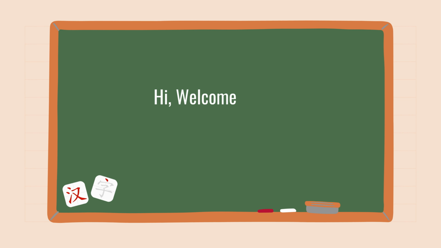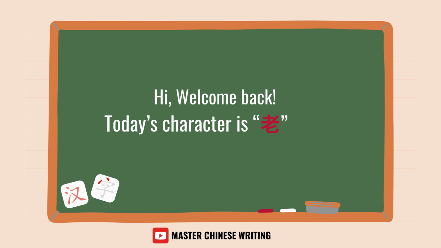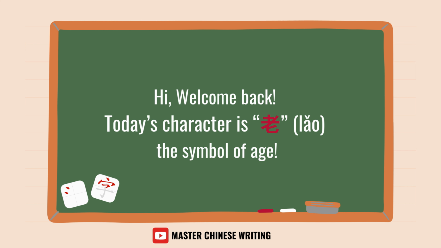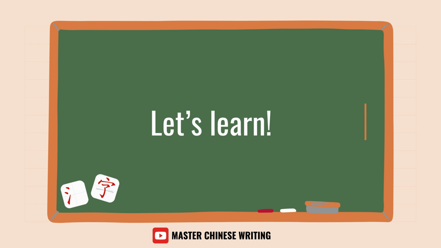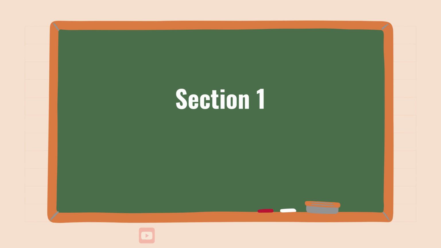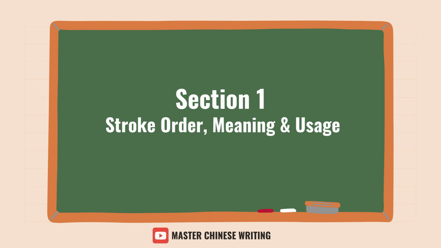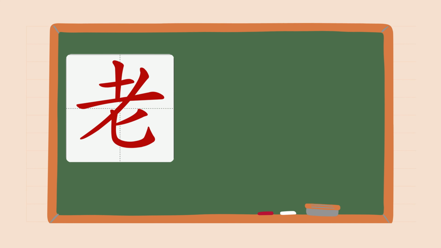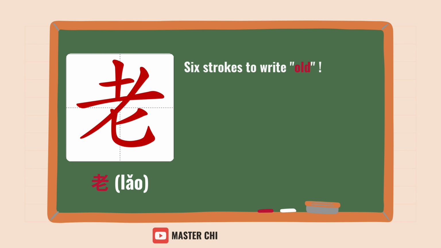Hi, welcome back. Today's character is 老, the symbol of age. Let's learn. Section 1. Stroke order, meaning and usage. 老, 6 strokes to write. Old.